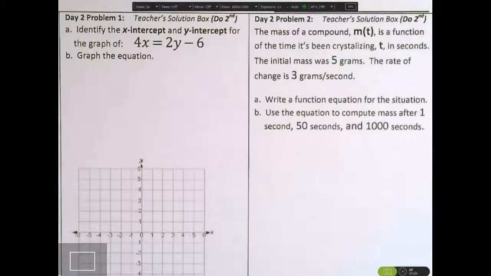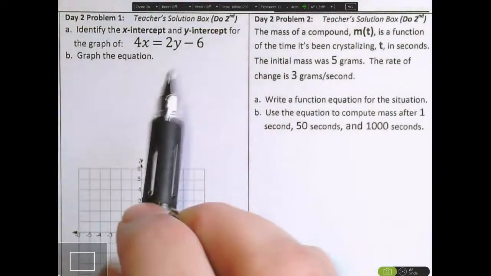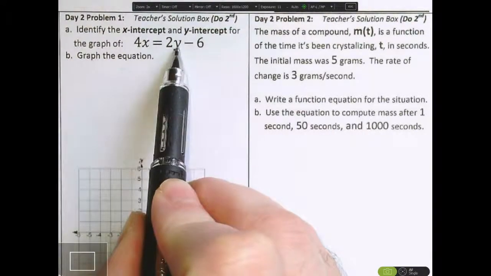Here's a solution for day 2, problem 1. Question A, identify the x-intercept and y-intercept for the graph of this linear equation, and then question B, graph the equation. Okay, to get the x-intercept, we can substitute a 0 in place of the variable y.